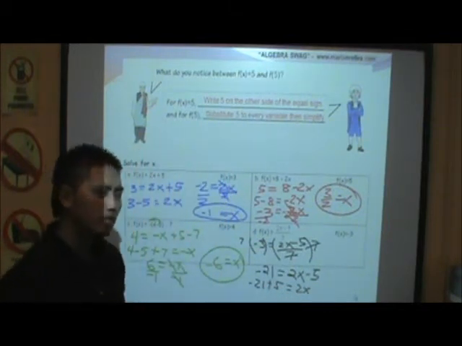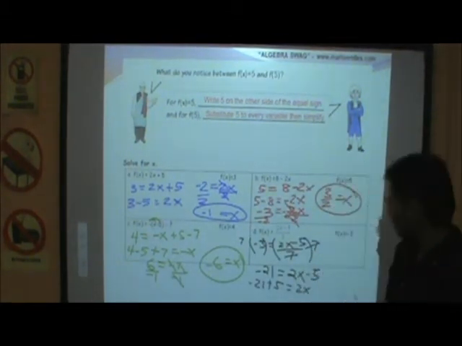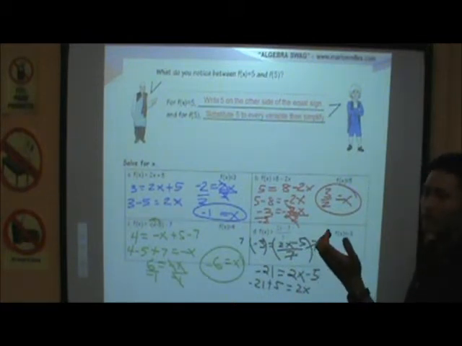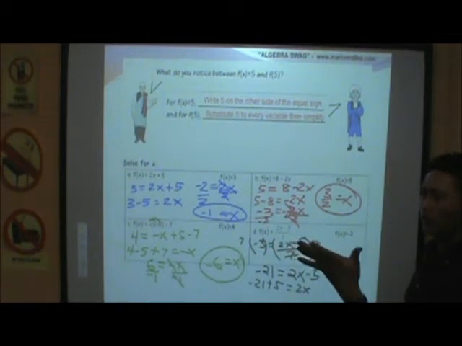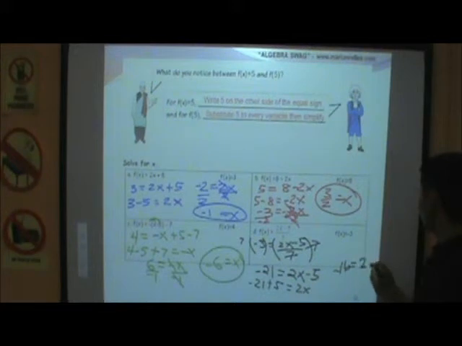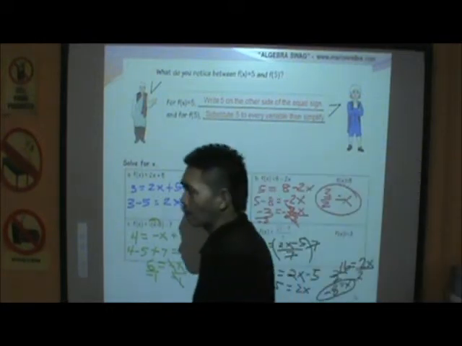Negative 21 plus 5, is it 17? Is it negative 17? Is it negative 15? Okay, is it negative 16? Yes, negative 16 equals 2x. But because we're solving for x, we need to have x alone. So get rid of that 2 by dividing both sides by 2. And now you have negative 16 divided by 2 is negative 8. And negative 8 is the final answer.